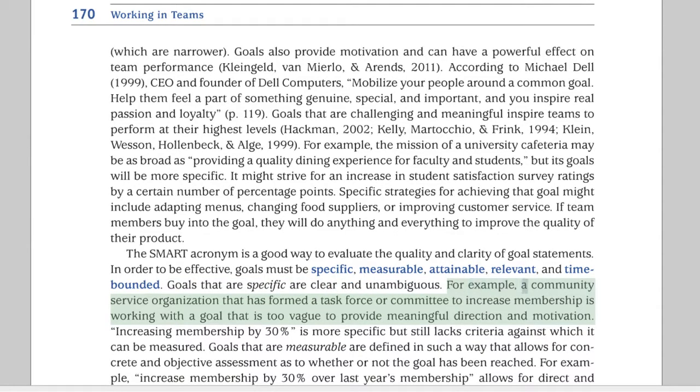For example, a community service organization that has formed a task force or committee to increase membership is working with a goal that is too vague to provide meaningful direction and motivation. Increasing membership by 30% is more specific but still lacks criteria against which it can be measured.